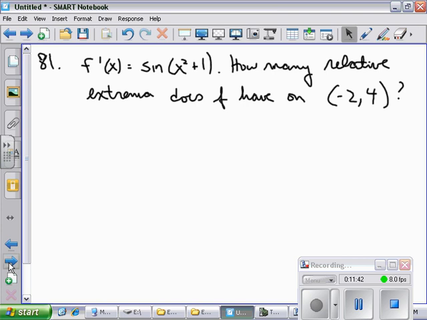81. They give us the derivative, and they want to know how many relative extrema it has between 2 and 4. I have my graphing calculator. What am I looking for? When it crosses the x-axis. Good. Has to change sign. So I'm going to graph this derivative between 2 and 4, and I'm going to look to see how many times it crosses the x-axis.